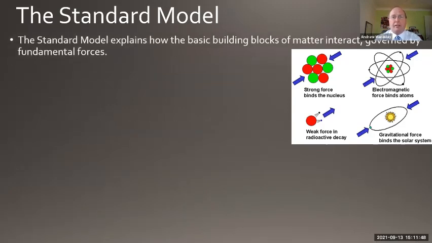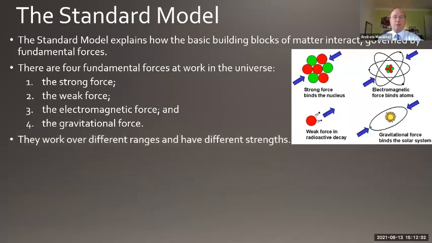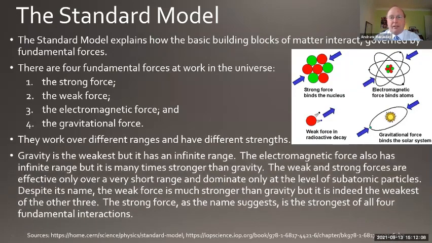The standard model explains how the basic building blocks of matter interact and are governed by fundamental forces. The 4 fundamental forces at work in the universe: the strong force, the weak force, the electromagnetic force, and the gravitational force, and they work over different ranges and have different strengths. Gravity is, surprisingly, the weakest, but it has an indefinite range. Electromagnetic force also has an indefinite range, but is many times stronger than gravity. The weak and strong forces are effective only in very short range and dominate only at the level of subatomic particles.